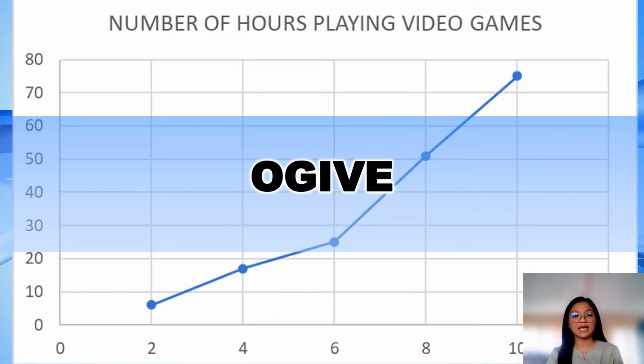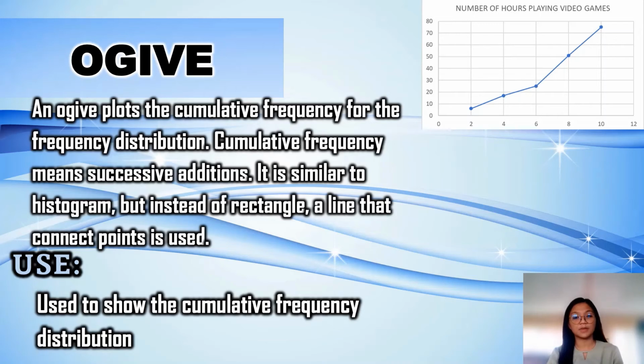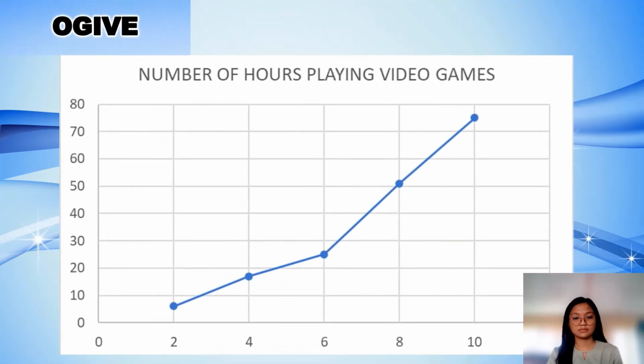The fifth and the last graph is the ogive. An ogive plots the cumulative frequency for the frequency distribution. Cumulative frequency means successive additions. It is similar to a histogram, but instead of rectangles, a line that connects points is used. Ogive is used to show the cumulative frequency distribution. Like histogram, an ogive is used for the data in a frequency distribution table. Its graph is like a line graph.